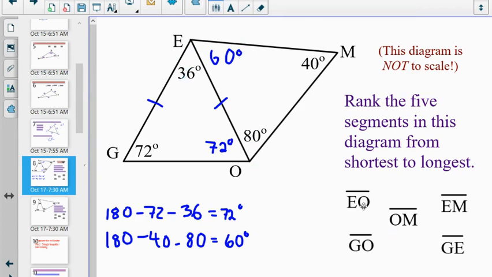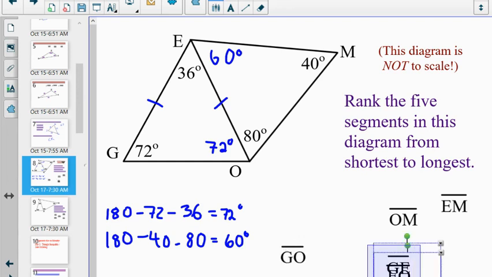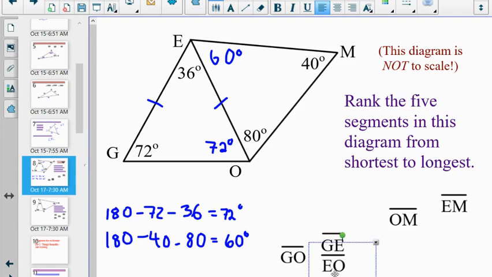So if I'm ranking these from shortest to longest, EO and EG are the same. I'll put those 2 together. So those 2 are the same length. And because angle GEO is smaller than angle G or angle EOG, that means that the side opposite that, side GO, must be shorter than both of those 2. So segment GO must be shorter than both of those 2, and those 2 are the same thing, so I'll keep them next to each other.